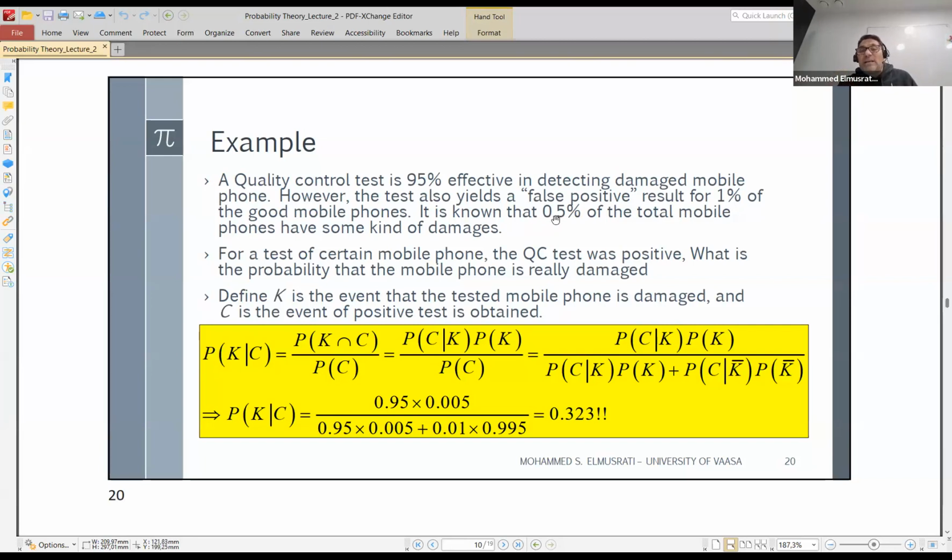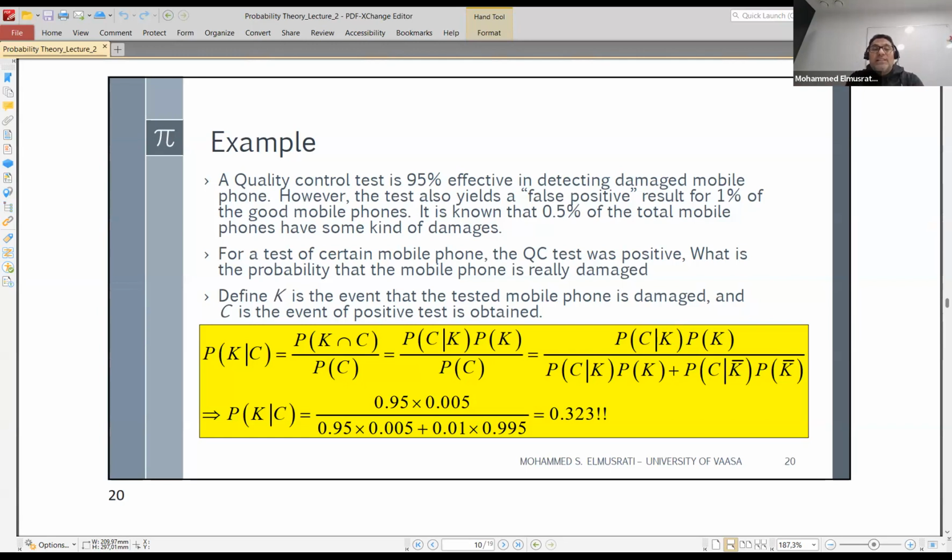It is known that 0.5% of the total mobile phones from this company have some kind of damage. According to the history, they found that 0.5%, or 5 per 1,000 mobiles that go to the market, will be returned because they have damage. So this is statistical information.